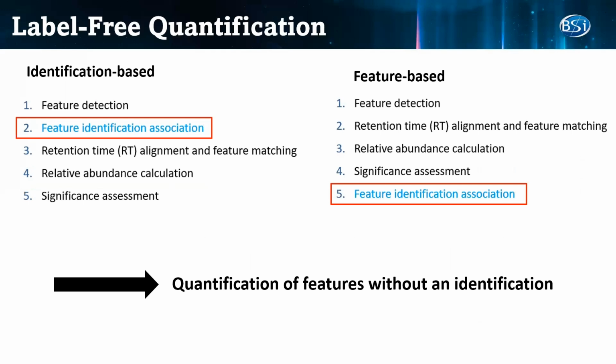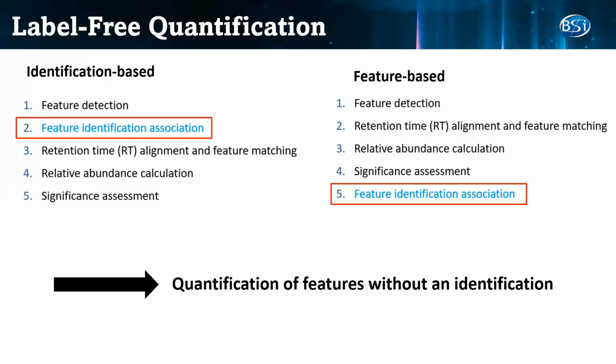The feature-based algorithm proceeds in a similar way as the identification-based algorithm, except the feature identification association is performed after all of the other steps. This allows for quantification of all features, regardless of whether or not they have an associated identification.